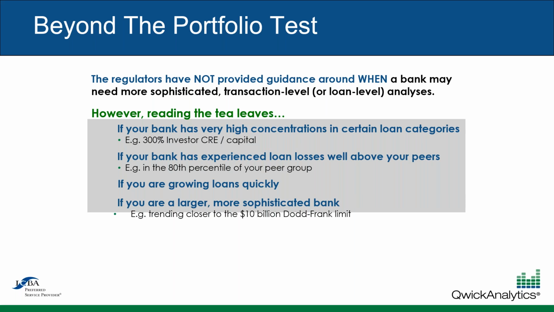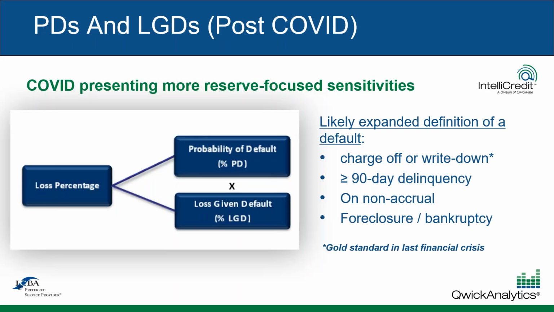It could be a very high concentration. It could be loan losses well above your peers. Growing loans quickly in a particular segment, or as you inch closer to being a more Dodd-Frank sized bank. But if you do decide you prefer to do something a little bit more detailed, our Intelli Credit team can step in to help.